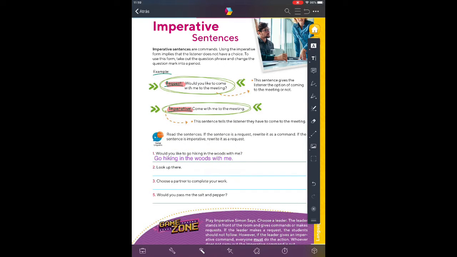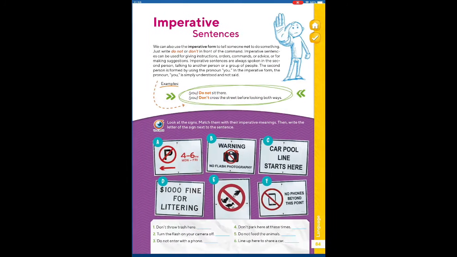Okay, so I repeat, you're going to do the opposite. If you have a request, you're going to write it as an imperative sentence. If you have an imperative sentence, you're going to write it as a request. Okay, so that's it for page 83. Now let's go to page 84.